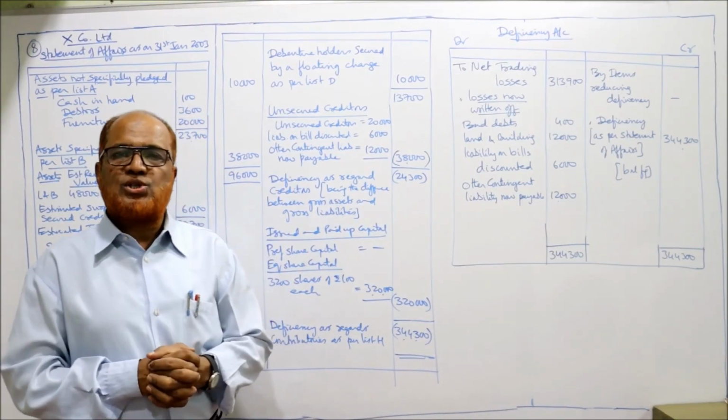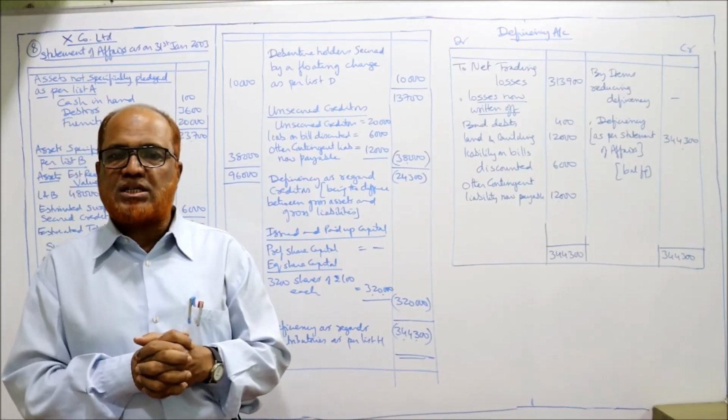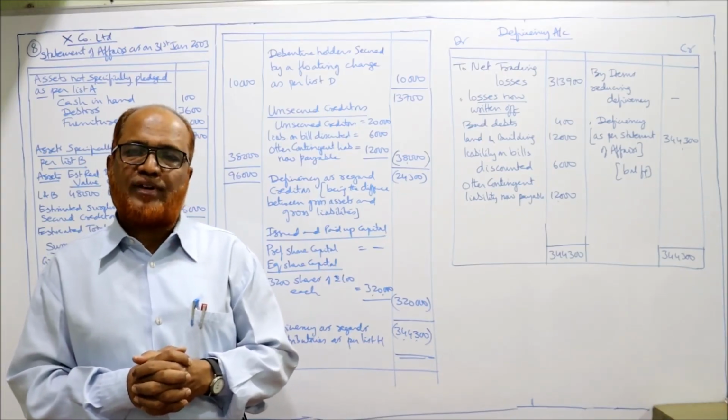So these are the problems on statement of affairs. Now in the next video we are going to start the problems on liquidator's final statement of account.